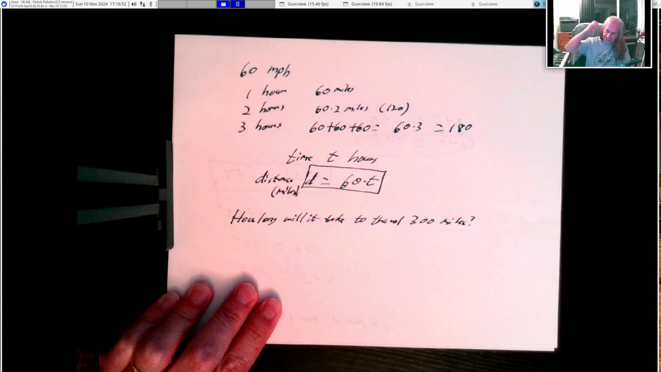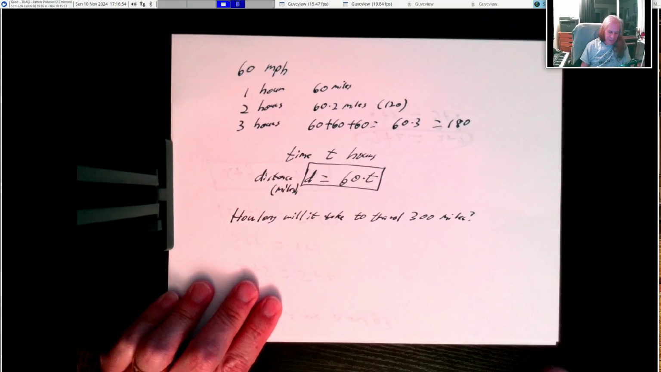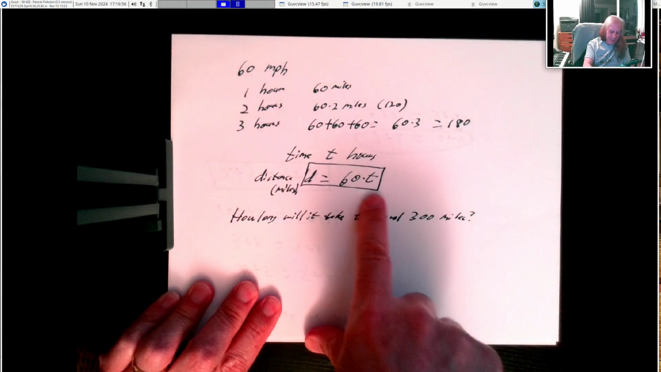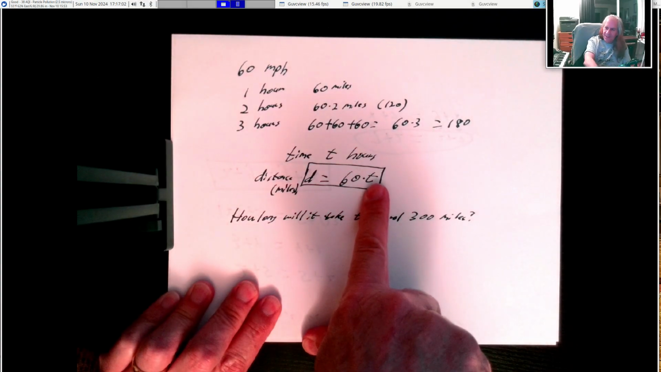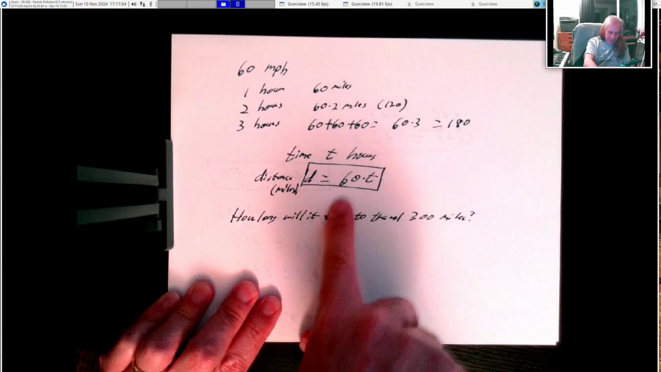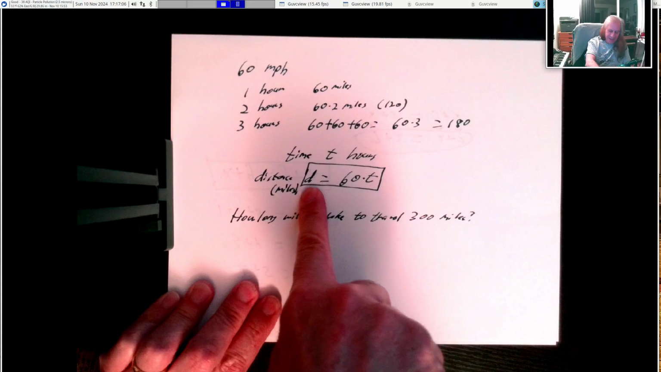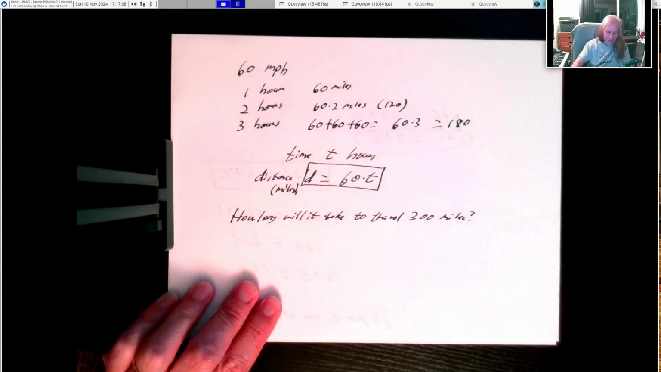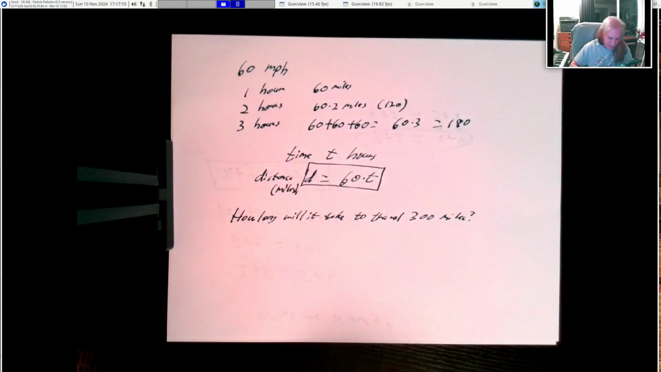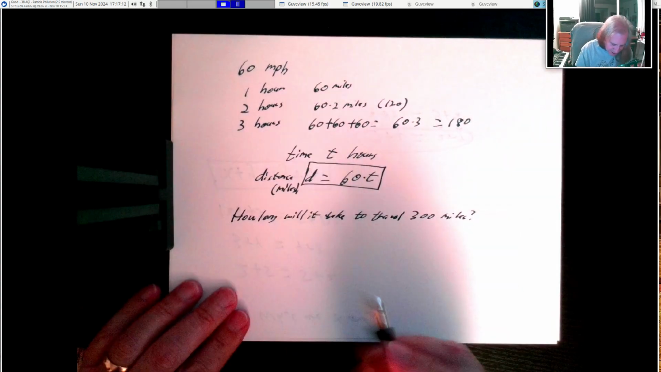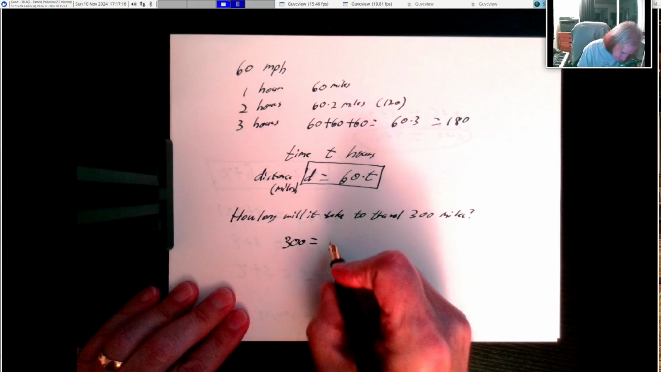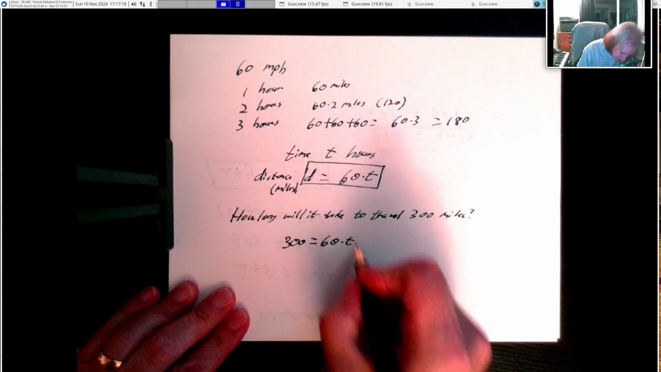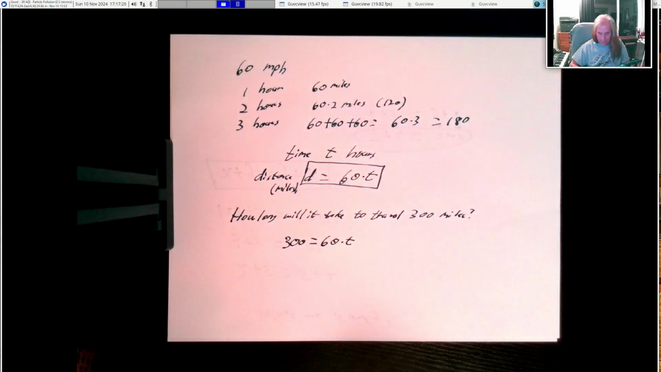And this is classic algebra now. We have an equation which relates time to distance. And if I know what my time is, I can plug in that value for t, and this equation tells me what the value of distance is. But I have a different problem now. I want to travel a distance of 300 miles, and I want to know how long that takes.